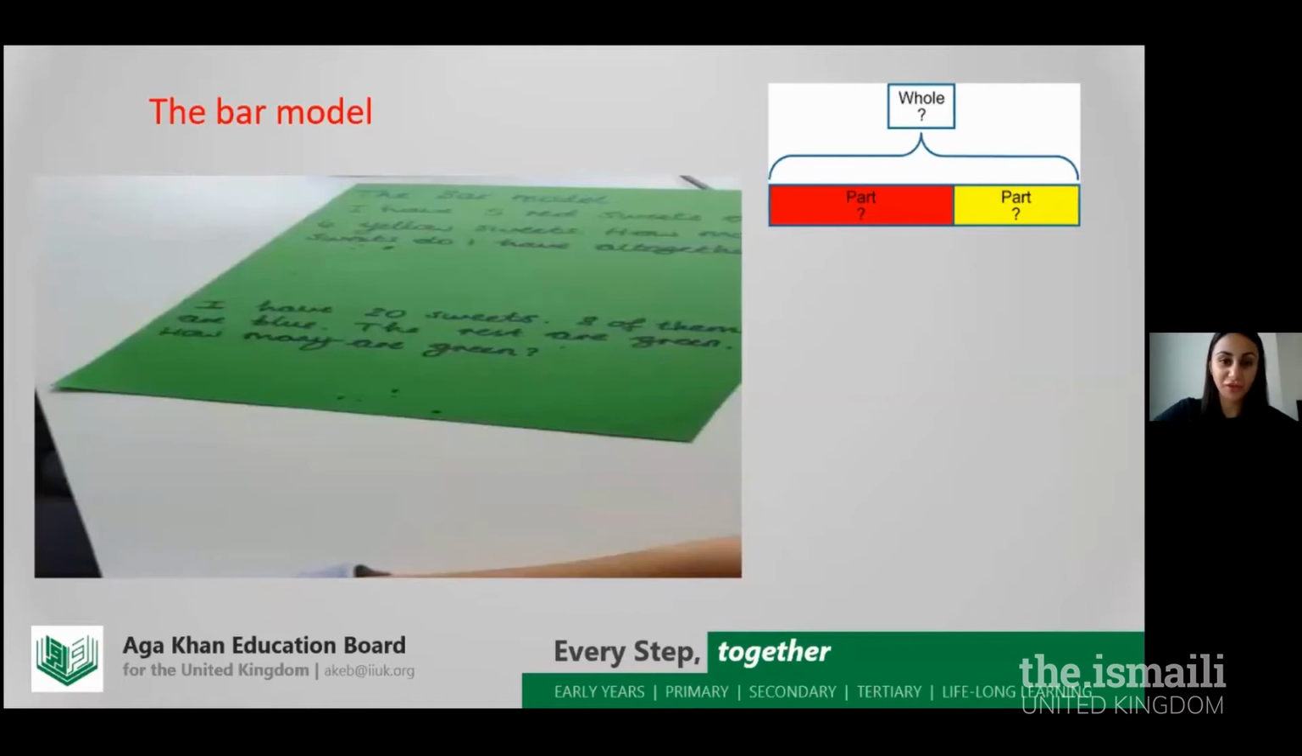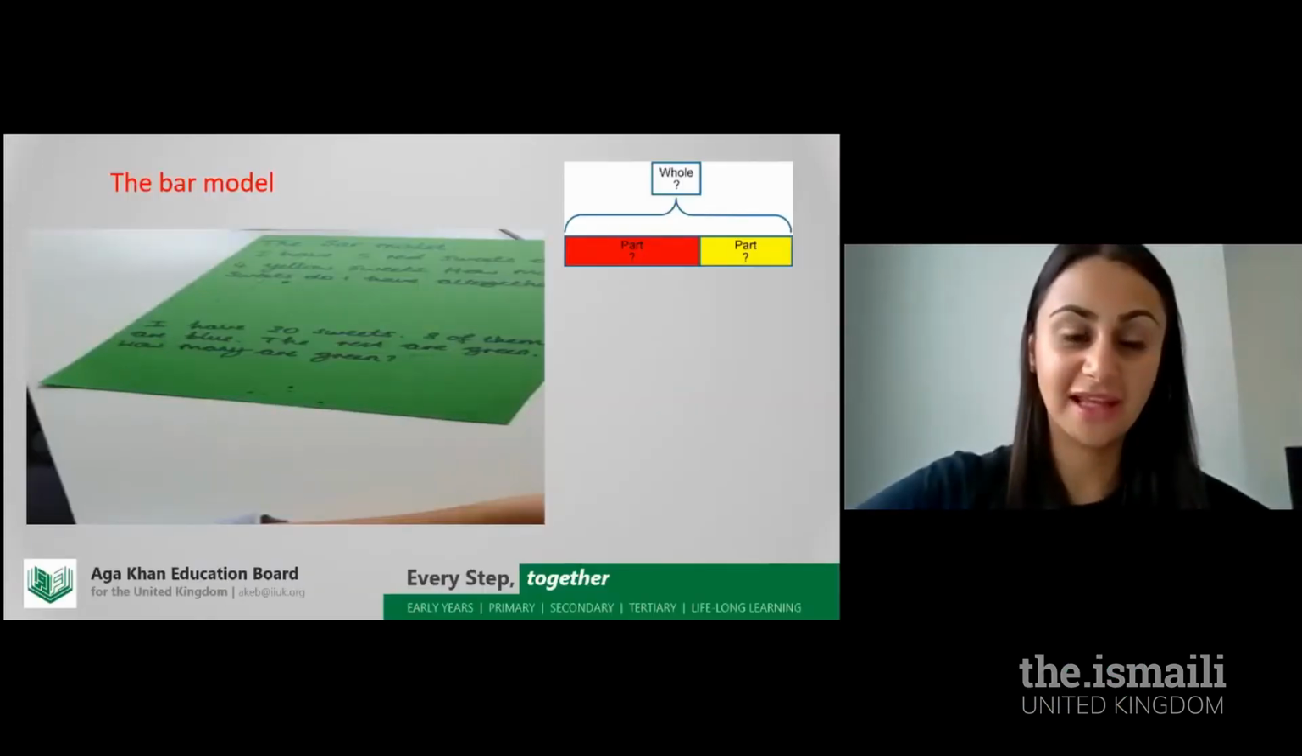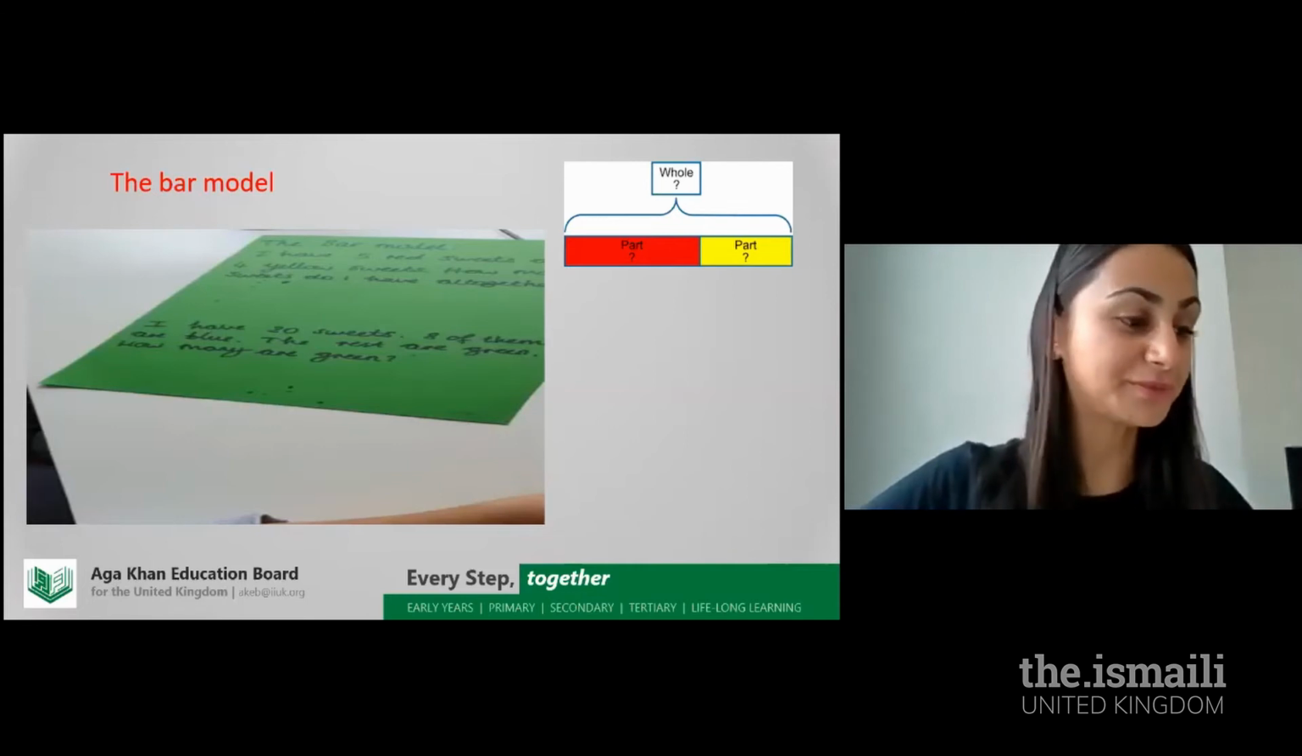So just to touch upon the bar model, it's very important to make sure your child knows the bar model, and it can be used widely within SATs papers and that sort of thing. It's a pictorial representation of number and it supports children's problem solving and their number fluency as well.